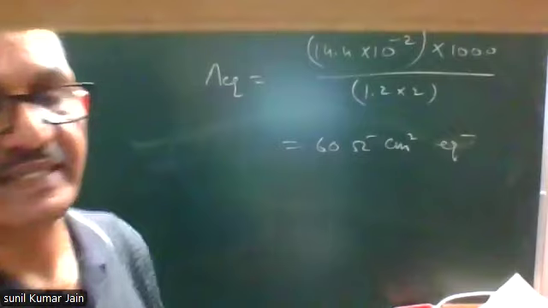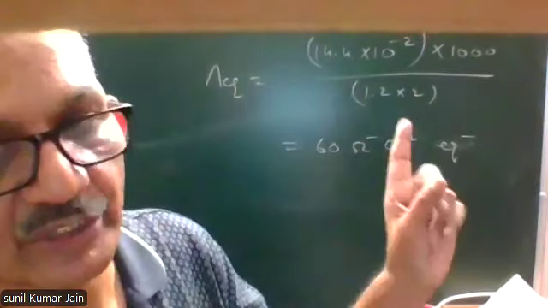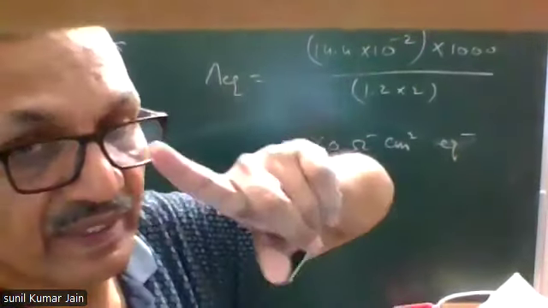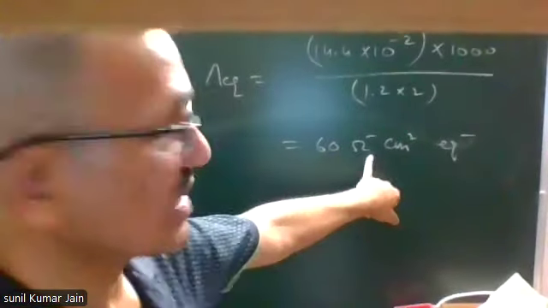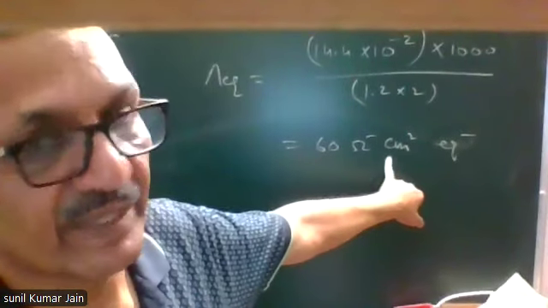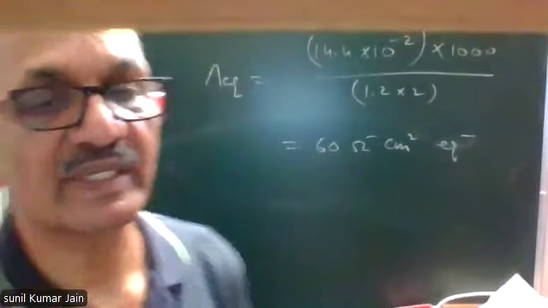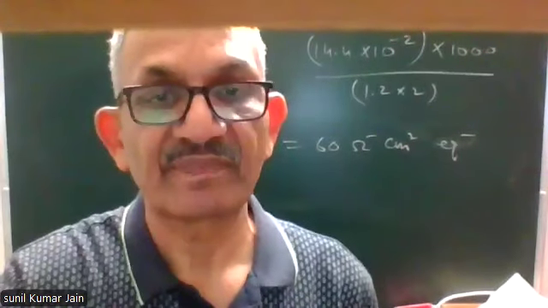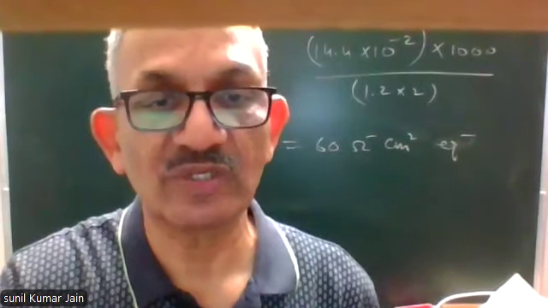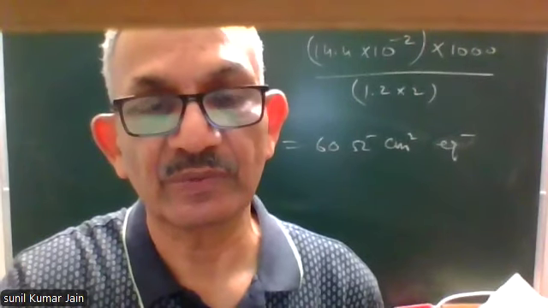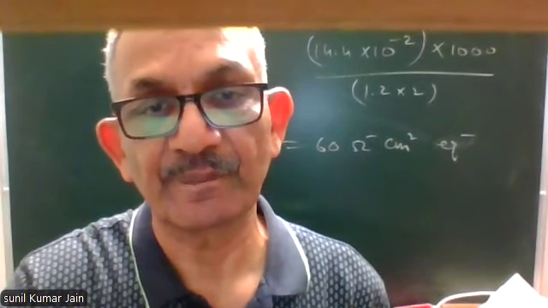equivalent inverse. I think I forgot to tell you units of lambda EQ. Label that in equation number 4. Units are ohm inverse, centimeter square, equivalent inverse. Right? These are the units of lambda EQ, equivalent conductivity.